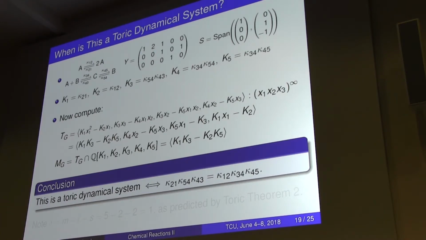And just to check, notice that the ideal of the toric moduli space has 1 generator, so it has codimension 1. And if you actually compute the deficiency, there are 5 complexes and 2 connected components. The stoichiometric subspace has dimension 2, so I get 5 minus 2 minus 2, which is 1.